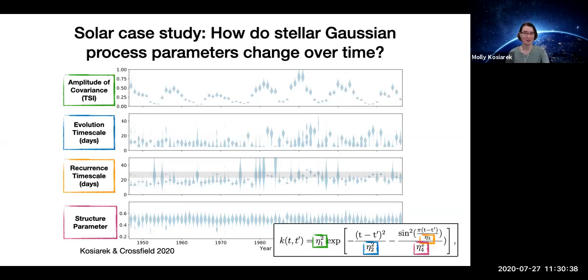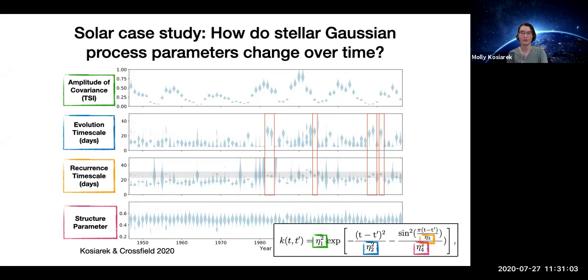To go back to this problem at hand, there were only 7 years that have the recurrence timescale well constrained on the solar rotation period. So I've put little red boxes around those. And you can see that these 7 years have something in common. For all of these, the evolution timescale is longer than the recurrence timescale. But for many of the other years, the evolution timescale is really low.